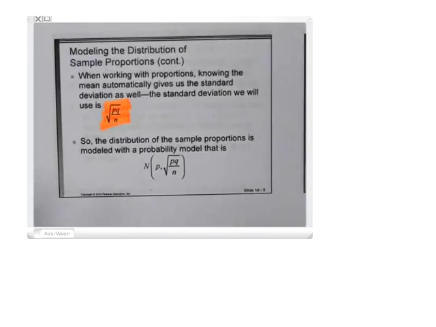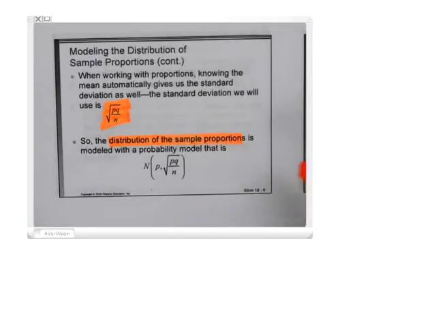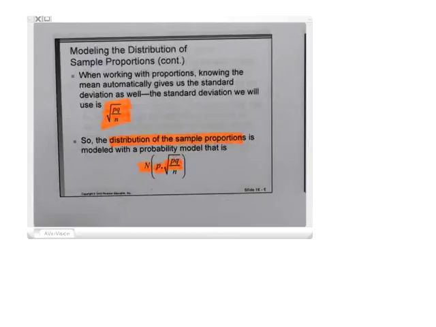So, the distribution of the sample proportion is normal, centered at P, with a standard deviation of the square root of PQ divided by N.